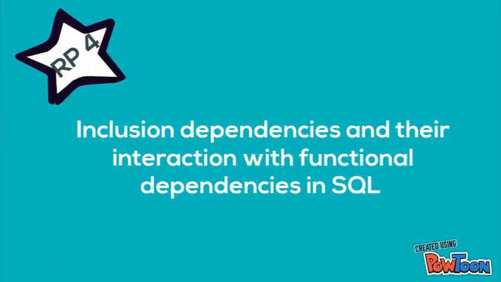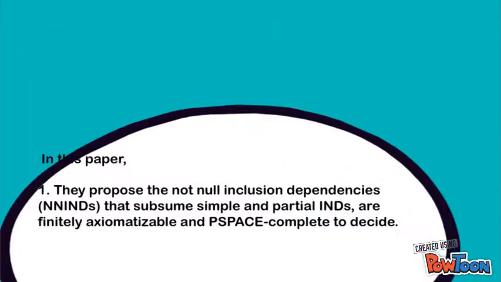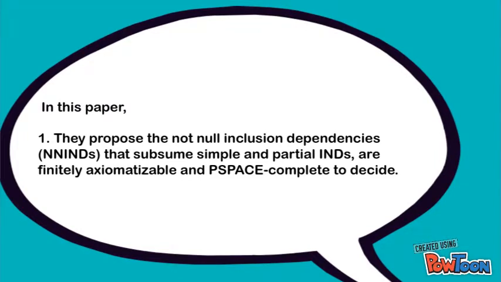RP4, Inclusion dependencies and their interaction with functional dependencies in SQL. In this paper, they propose the non-null inclusion dependencies, NINs, that subsume simple and partial INDs, are finitely axiomatizable and PSPACE-complete to decide.